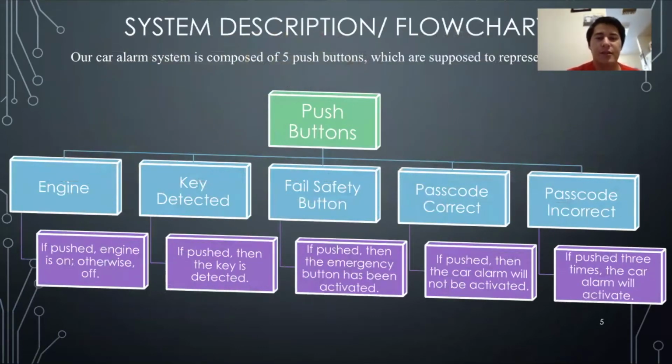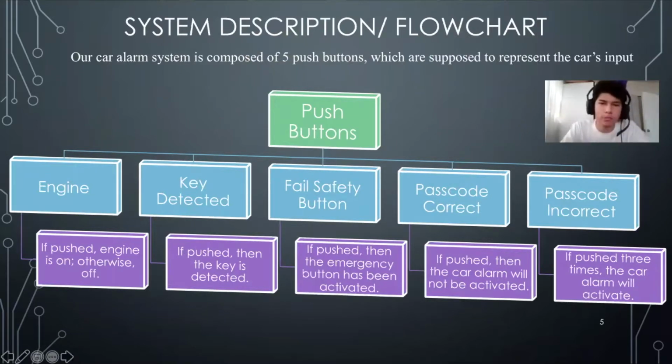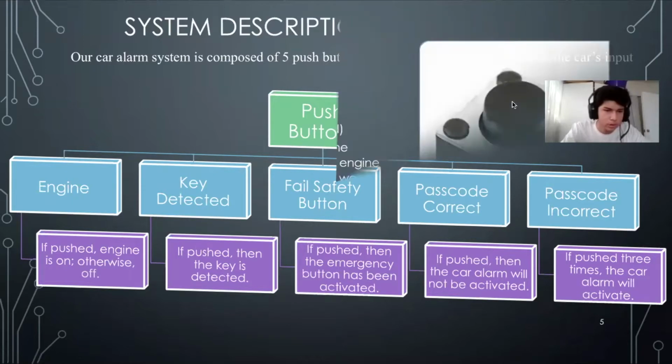Next, all right, and this is Carson. So in our flow chart, we have 5 push buttons: the engine, key detected button, fail safety button, passcode correct button, and passcode incorrect button. If pushed, the engine is on, otherwise it is off. When you push the key detected, it'll go down to if pushed, then the key is detected. If we push the fail safety button, then the emergency button has been activated. When you push the passcode correct button, the alarm will not be activated. And when you push the passcode incorrect button, the alarm will activate.